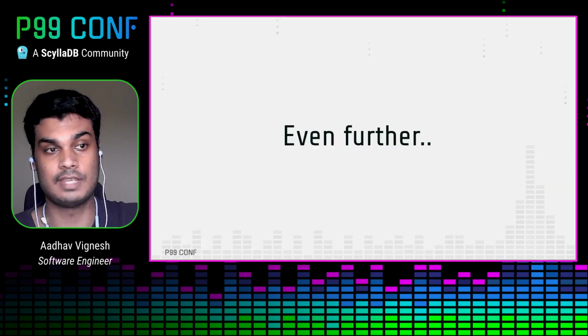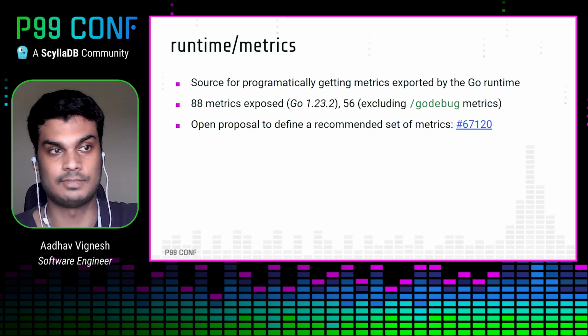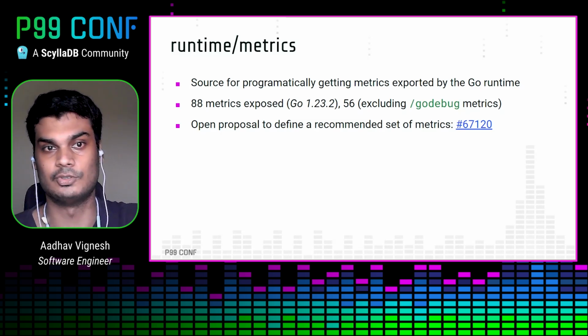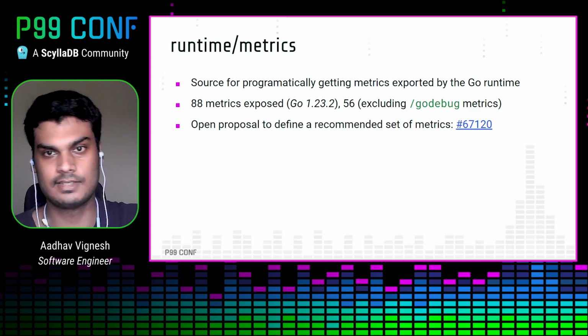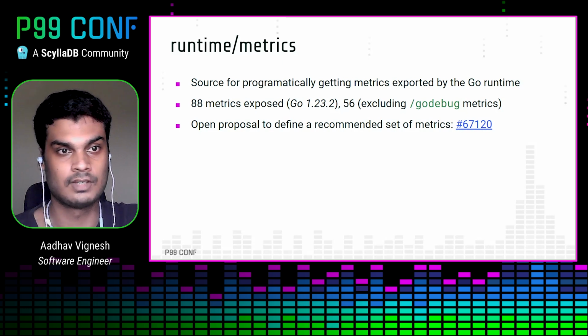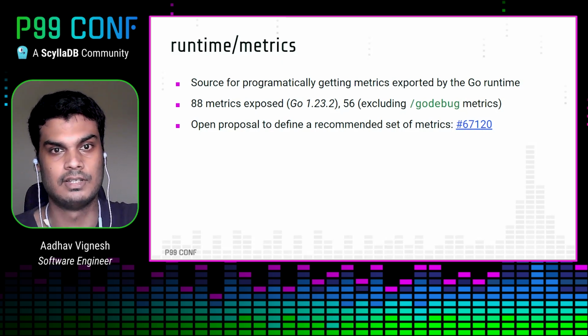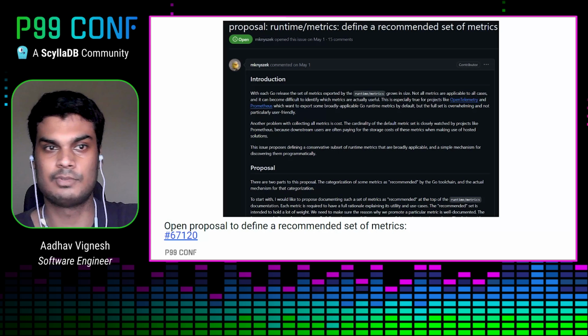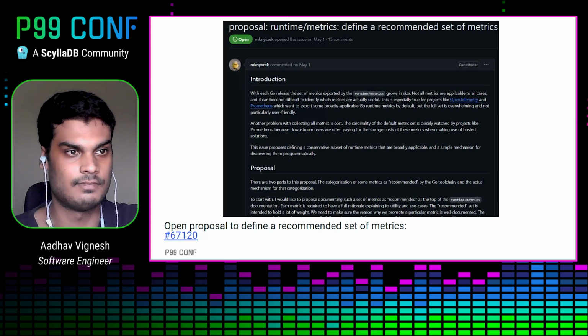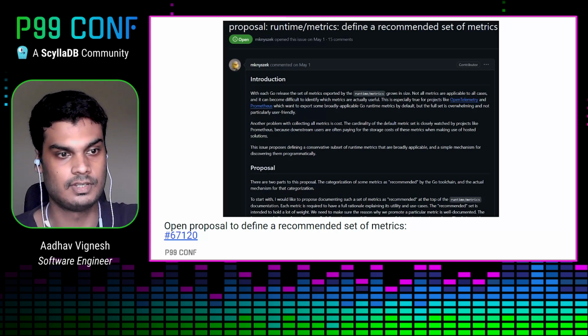But you could go even further. The runtime slash metrics package is a great source to extract metrics about the Go runtime, and there's around 88 metrics exposed as of Go 1.23. However, the Go team is planning to introduce a recommended set of metrics in an open proposal. And the proposal aims to define around 10 recommended metrics for usage.